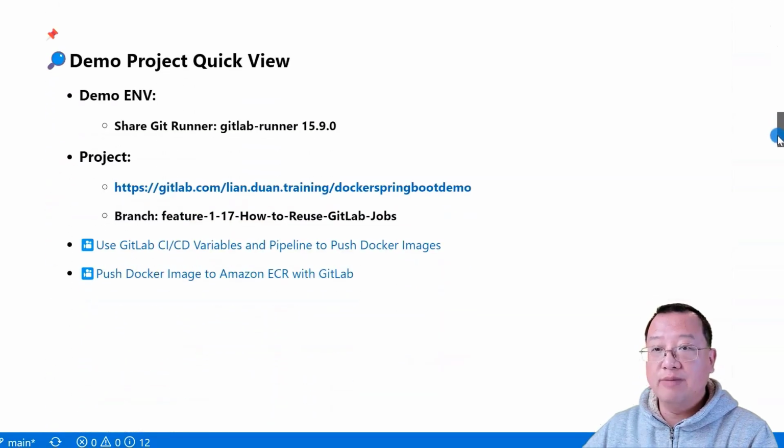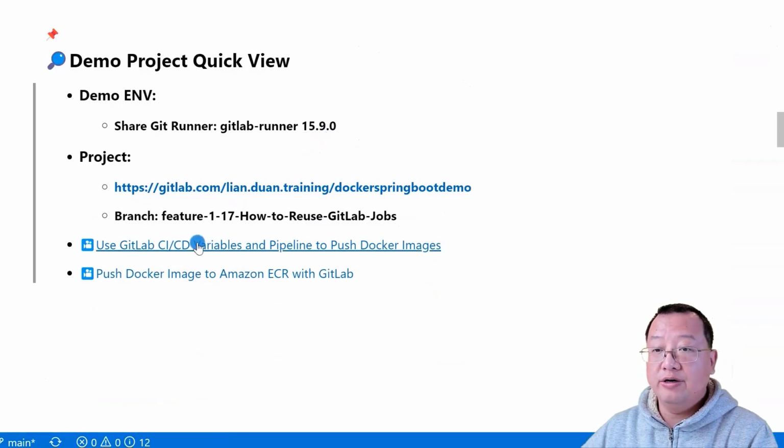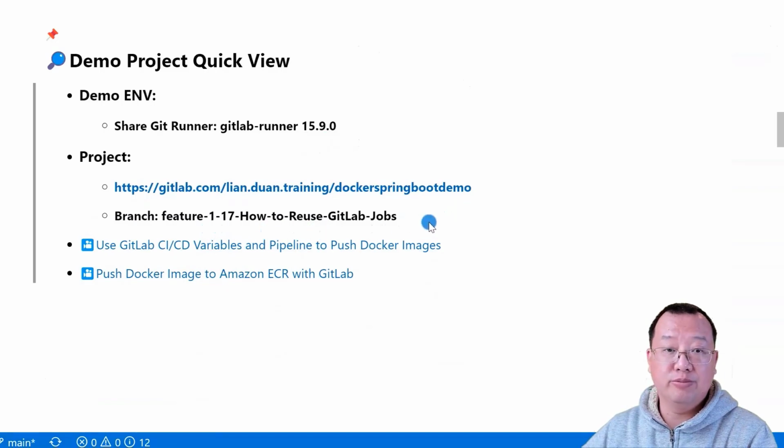First part, demo project quick view. For the hands-on demo, we'll be using a GitLab project called Docker Spring Boot demo. The demo code has passed testing in shared GitLab runner 15.9.0, and we'll focus on the feature 1.17 how to reuse GitLab jobs branch.